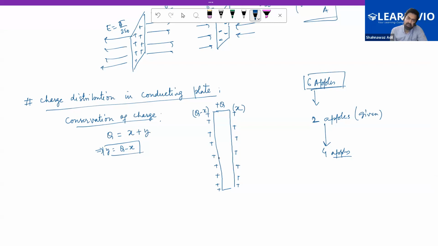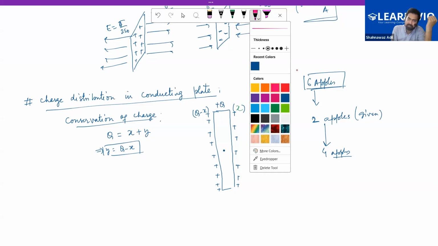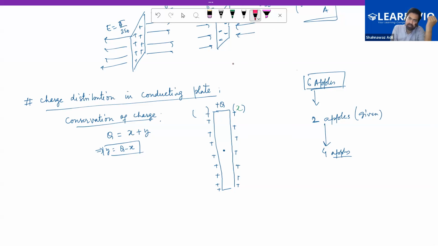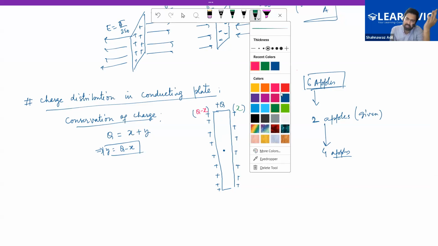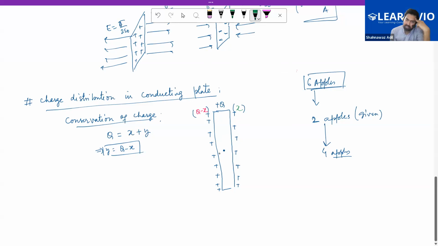Yes, sir. Now, what do I know? That inside the plate, the electric field is zero, right? So due to this plate, the electric field would be in the left direction or right direction. Let me write in different colors. Let's say this is X and this is the other. Now you tell me, due to this green one, at this point, which is inside, what would be the direction of the electric field? Towards right or towards left?